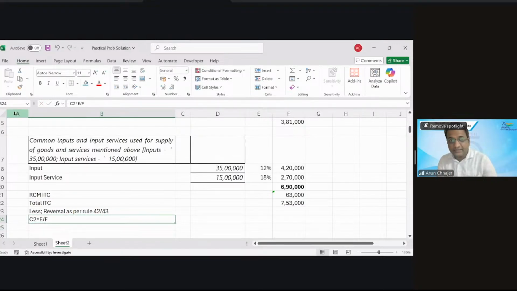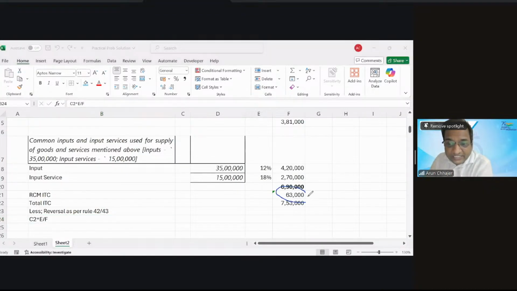Common ITC. What is the common ITC? After removing T1, T2, T3, T4, will this 63,000 also be common ITC which attracts reversal or not? Tell me, along with reason. This is the RCM ITC. Let me go back to the question.